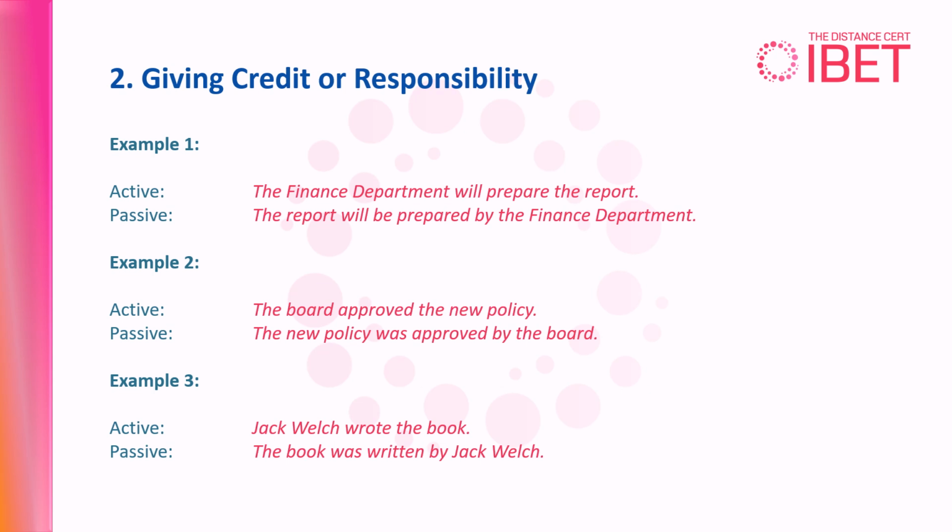Example 2. Active. The board approved the new policy. Passive. The new policy was approved by the board. Responsibility is given to the board. Example 3. Active. Jack Welch wrote the book. Passive. The book was written by Welch. Credit is given to the author.